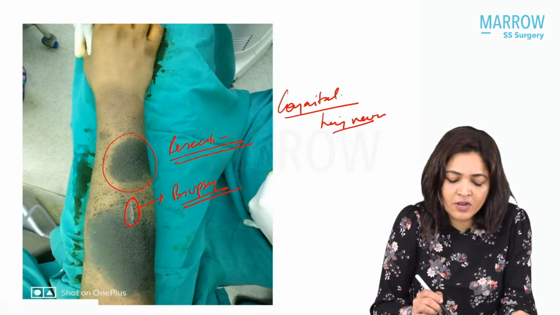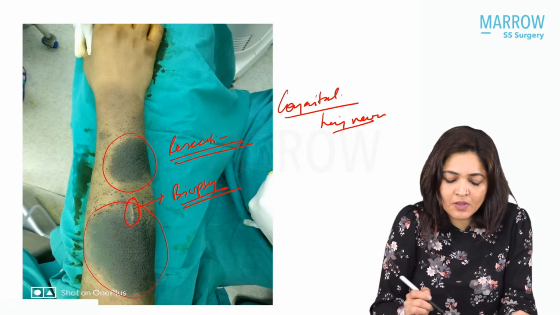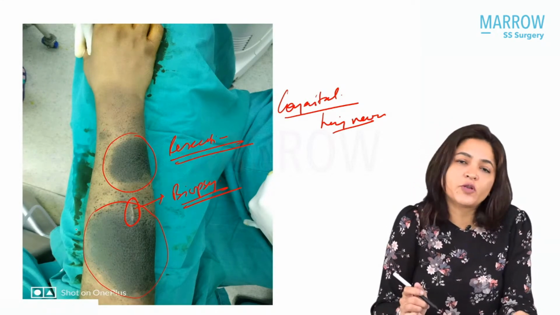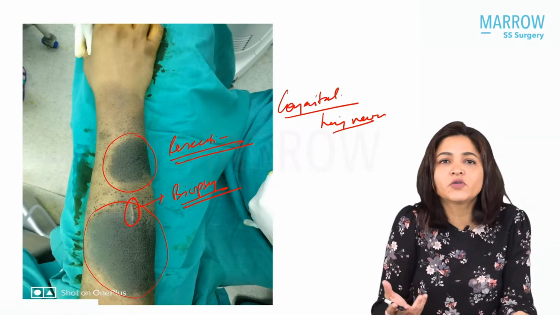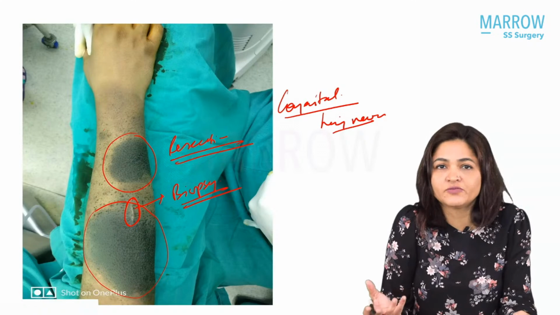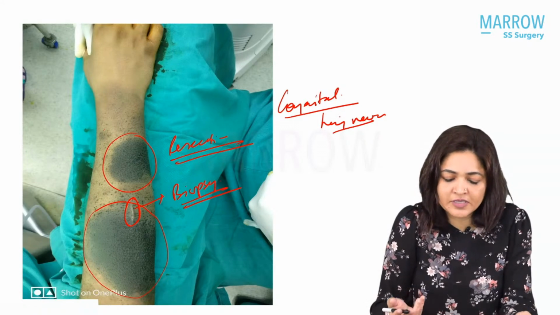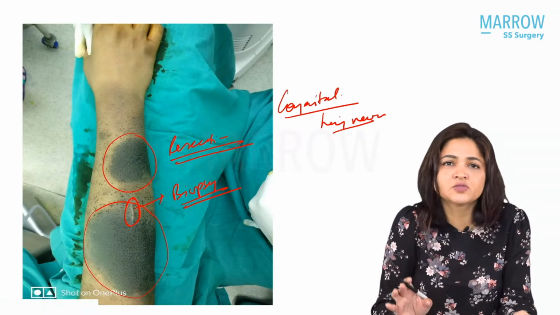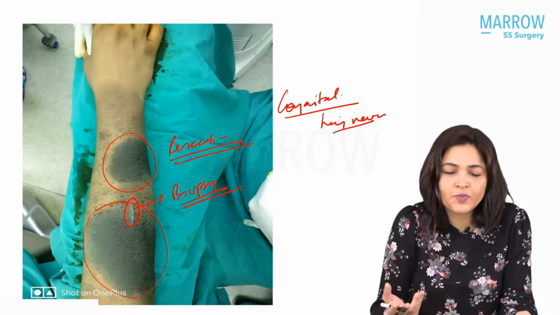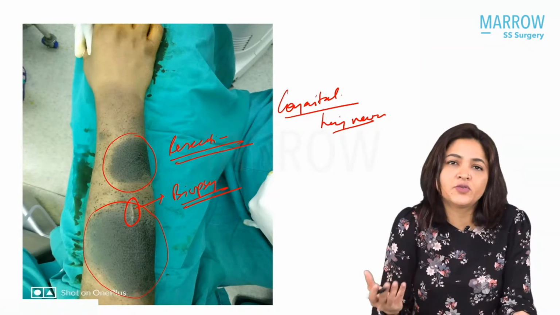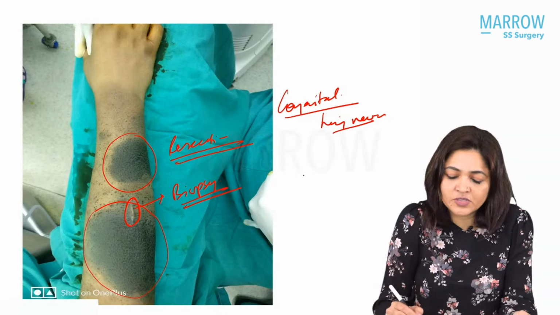So if you want to remove only the bigger portions from the point of view of cosmesis, then what will be the possible option for coverage? We can't use an expander. Expanders are anyways not good options for the limbs. What is the possible option of coverage after you remove this lesion? Then the possible option of coverage will be split thickness graft.